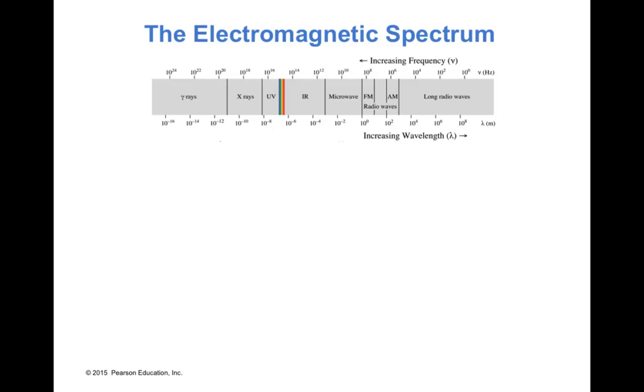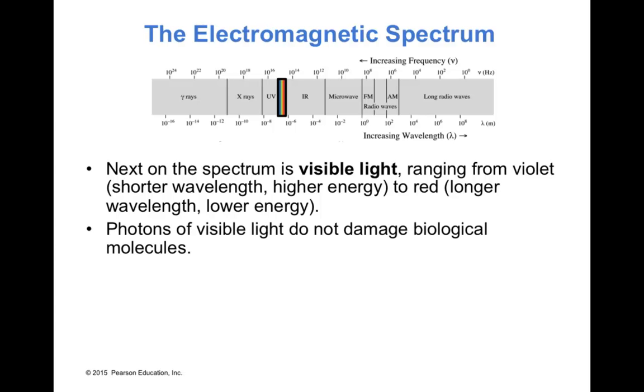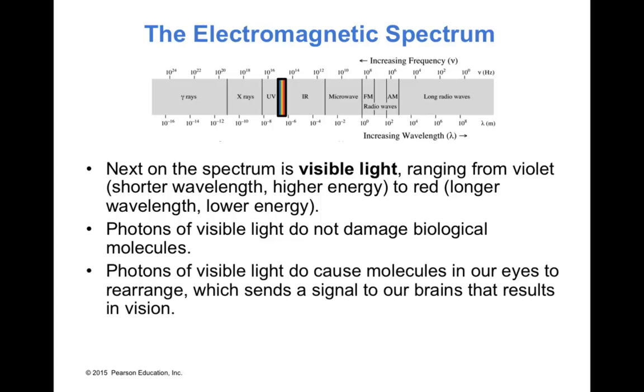Next on the spectrum is the visible light, ranging from the violet, which has the shorter wavelength and higher energy, to the red, which has the longer wavelength and lower energy. Photons of visible light do not damage biological molecules. Photons of visible light do cause molecules in your eyes to rearrange, which sends a signal to our brains that results in vision.